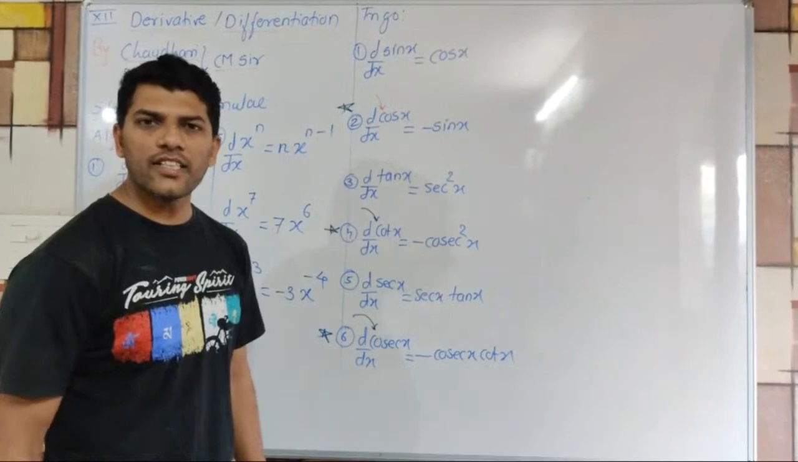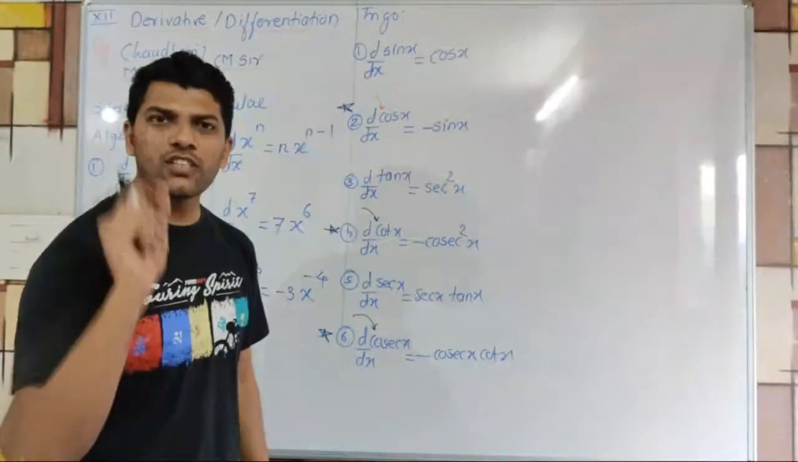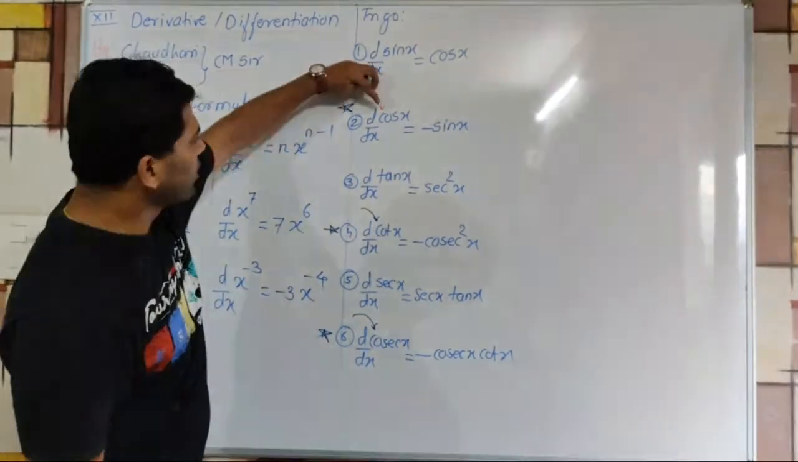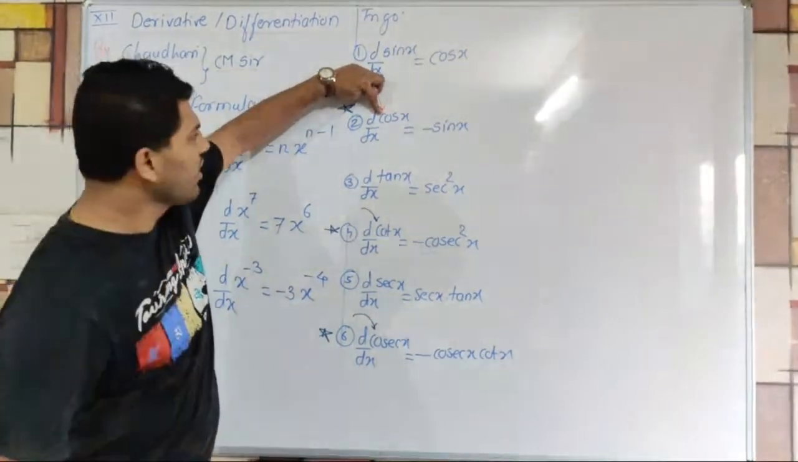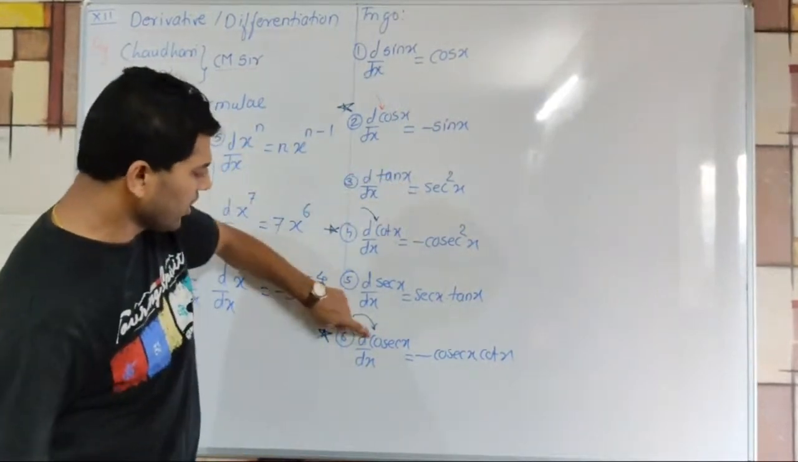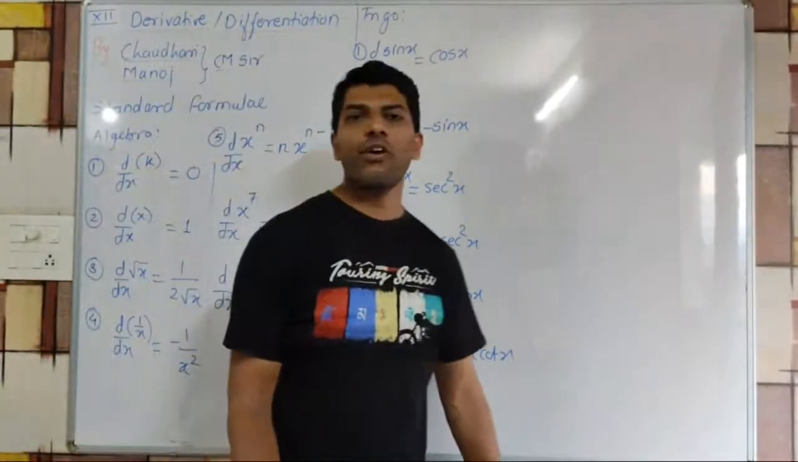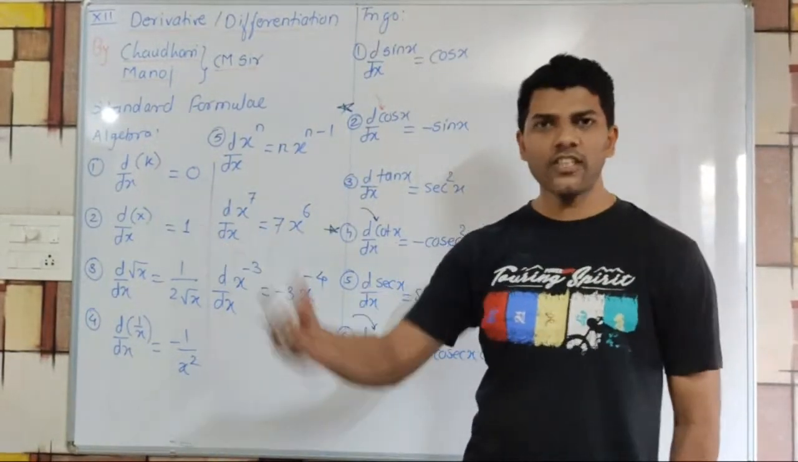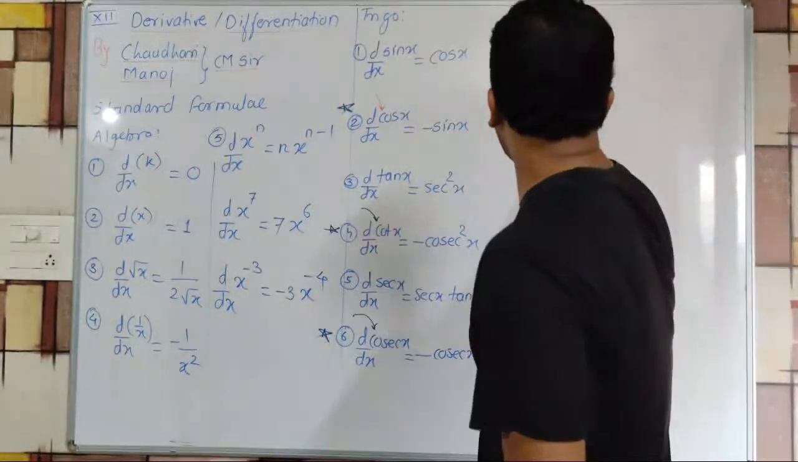The funny part is that all the trigonometric ratios which start with c have negative derivatives. Cos starts with c, its result is negative. Then cot, result is negative. Then cosec, result is negative. How to remember it then? The trigonometric ratio which starts with c always gives you the negative derivative.